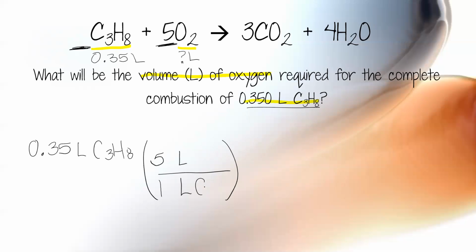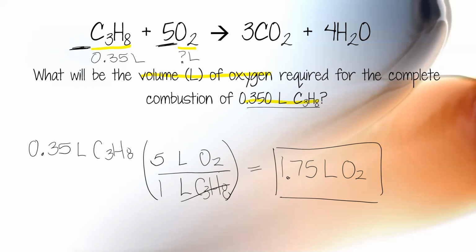So C3H8 goes on the bottom. It had the coefficient of 1, and O2 goes on the top. And that's it. In your calculator, you would do 0.35 times 5 divided by 1. I got an answer of 1.75 liters of O2. My units and labels cancel out. I'm left with liters of oxygen, and that was the question. What will the volume in liters of oxygen be? Very, very similar to what you've been doing before. Volume to volume stoichiometry, similar to mole stoichiometry.